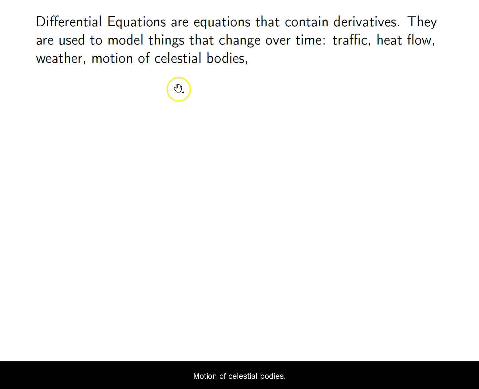Motion of celestial bodies. So how the Earth changes position over time, how the moon changes its position in relation to the Earth or in relation to the sun over time, and so forth. So our entire picture of our solar system is modeled with differential equations. Okay, obviously if we want to take a person from the Earth and send them to the moon or what have you, rocket science, for lack of a better term, is modeled with differential equations as well.